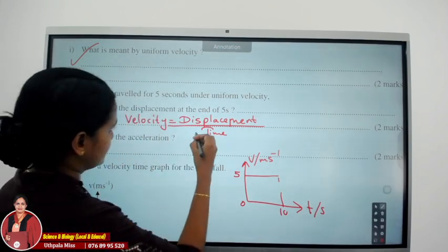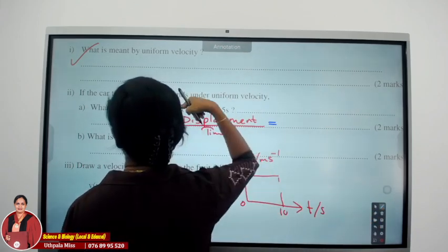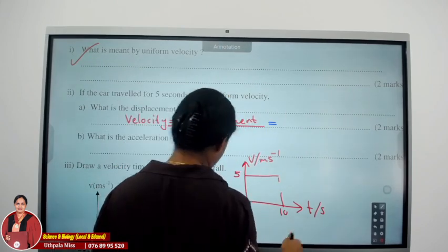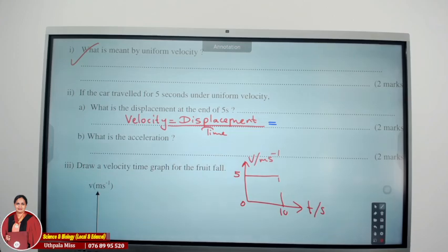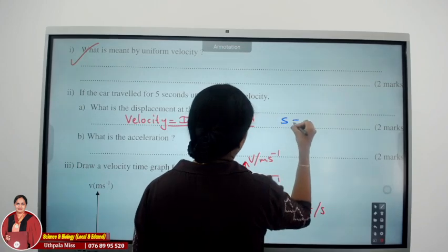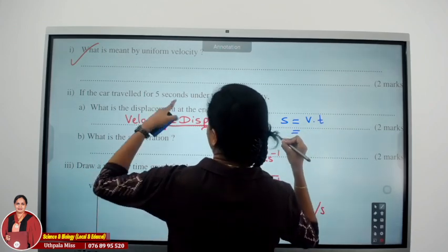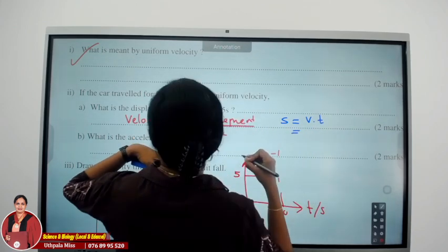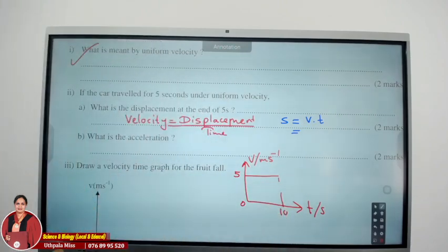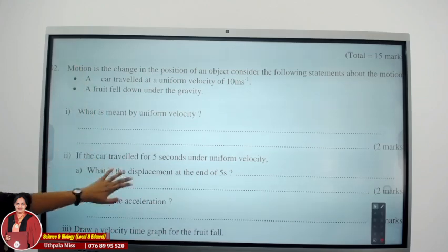Velocity equals change in displacement divided by time. It asks about the displacement, so you can symbolize it as S equals velocity into time. If the car traveled for 5 seconds under uniform velocity, they haven't given a value for that, right? Have they given a value? Yes, 10 ms⁻¹.